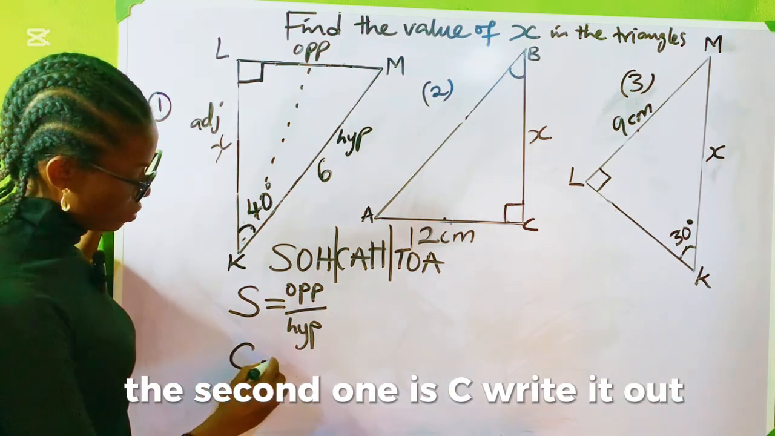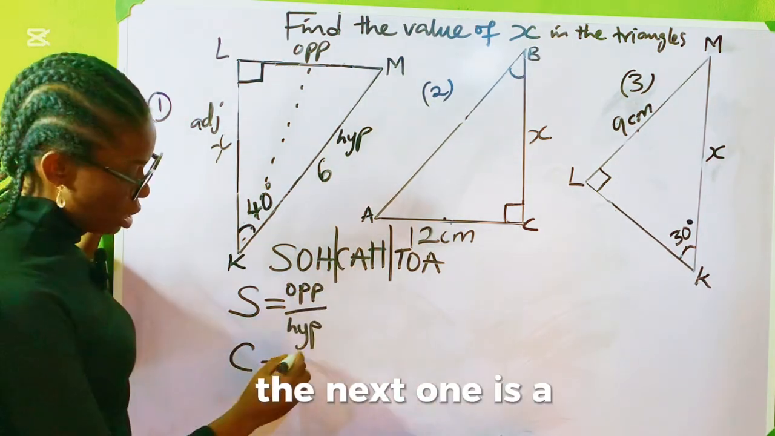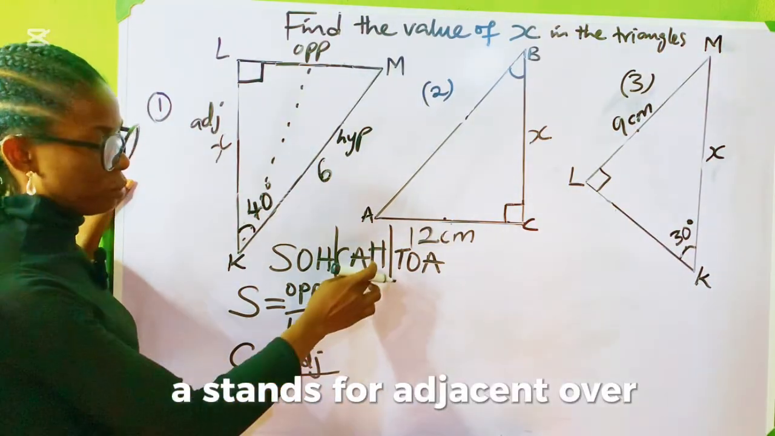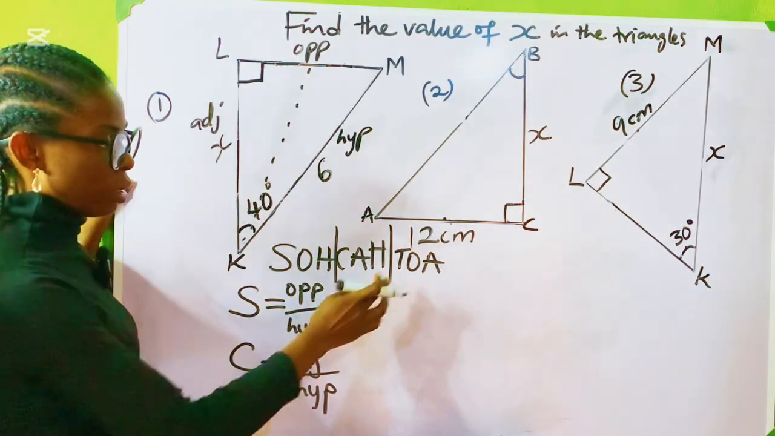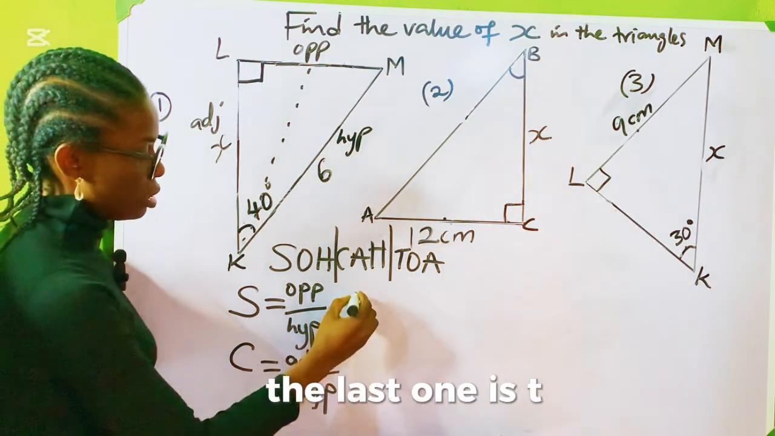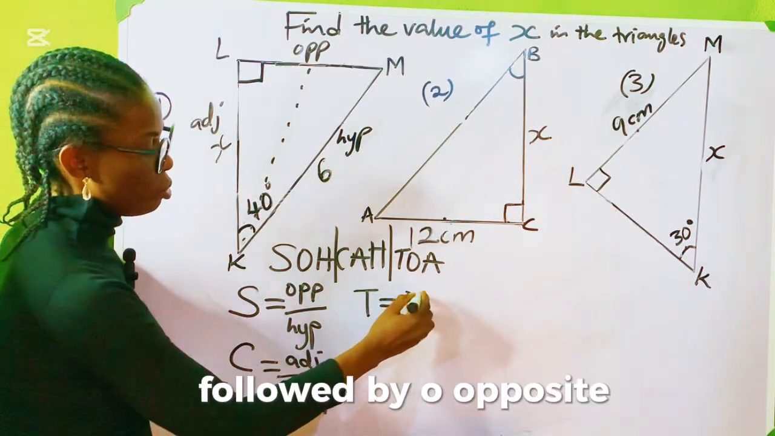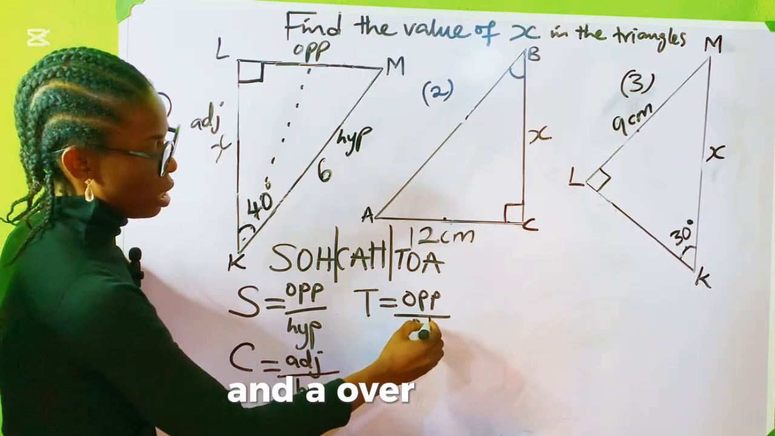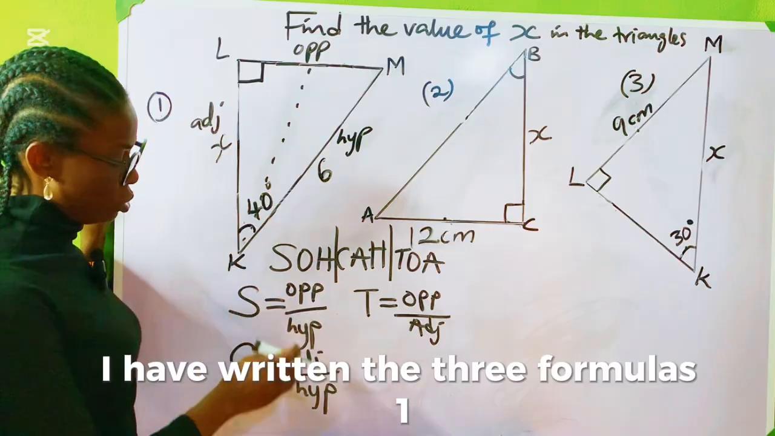Write it out. The next one is A. A stands for adjacent over the hypotenuse. The last one is T, followed by O, opposite, and A over adjacent. I have written the three formulas, 1, 2, 3.